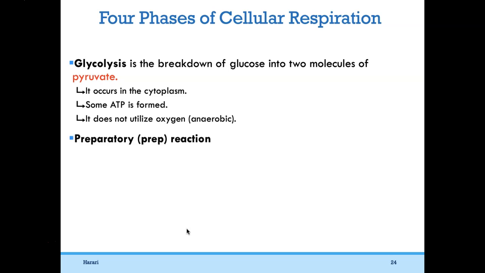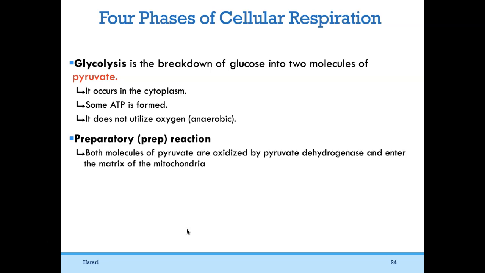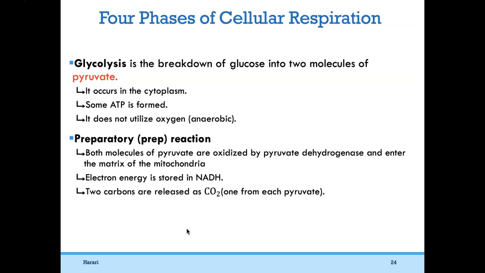The next phase is called the prep reaction. What happens here is that pyruvate is oxidized by a special enzyme before it can enter the next phase. So it's just preparing pyruvate for the next step. Energy is stored in NADH in this step as well, but no ATP is produced. So this is a very quick step. We're just prepping pyruvate for the next phase. In the prep reactions, CO2 is released as well.